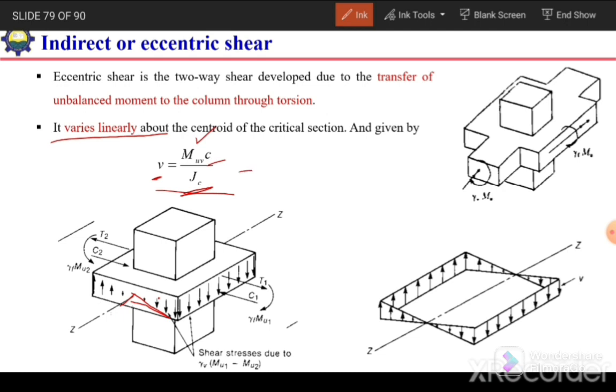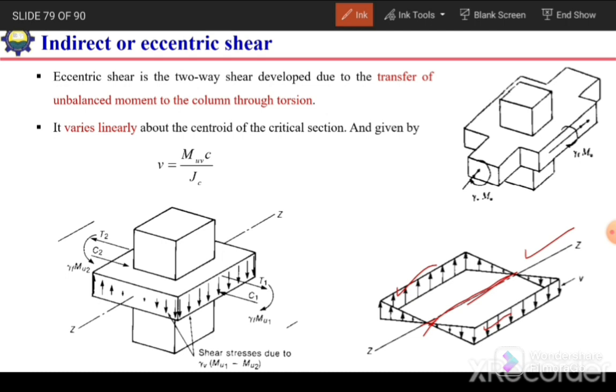And if we see, this equation is similar to sigma is equal to My over I. Here M is the moment, y is the distance from the neutral axis, and I is the second moment of area. So this figure shows the distribution of this eccentric shear or indirect shear. It varies linearly from the centroid. So at the extreme ends it will have maximum value, but at the center it will have zero value.